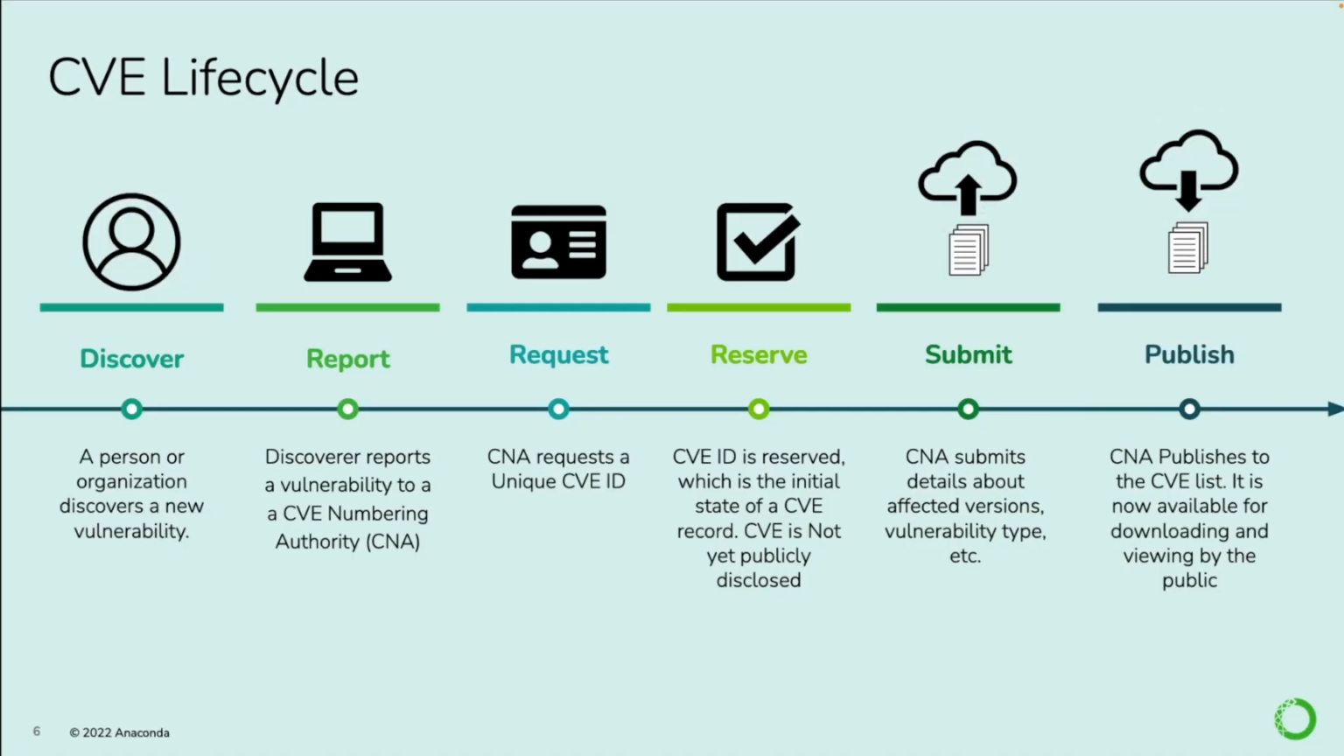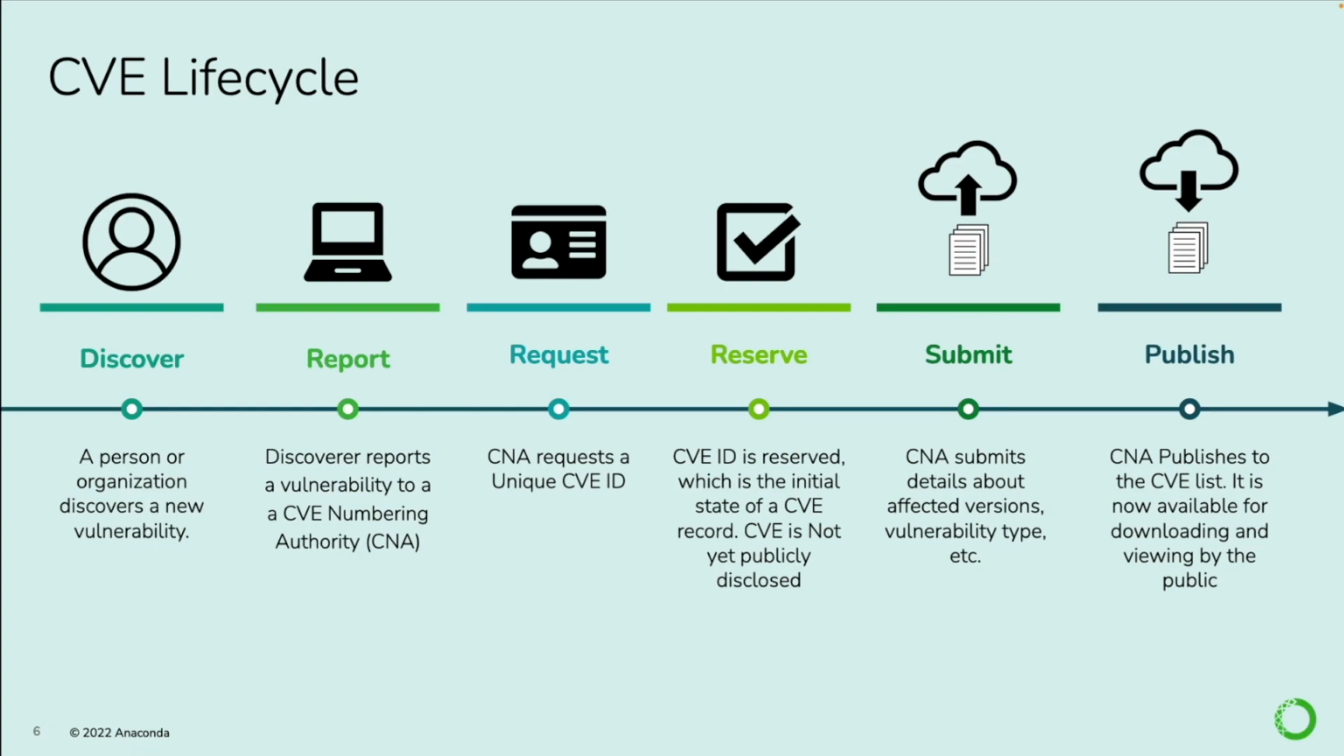Great, so with that said, let's jump into the CVE lifecycle. How does a CVE come to be? Well, there's 6 primary steps, starting with discovery. So a person or organization can discover a vulnerability. They can report that vulnerability then to a CVE program participant, also known as a CVE Numbering Authority, or CNA. And that CNA will then go and request a unique ID, reserve the ID for purposes of working with it.